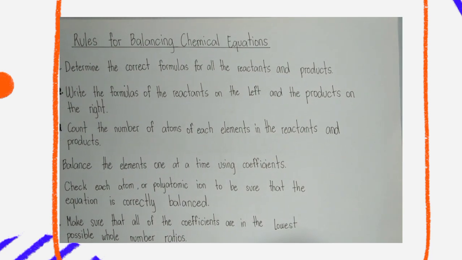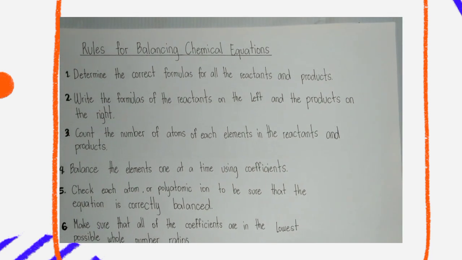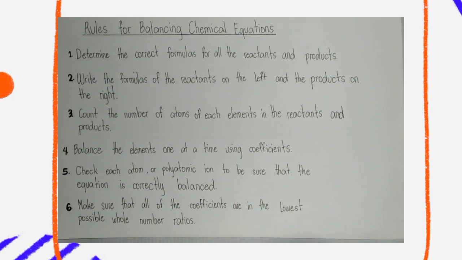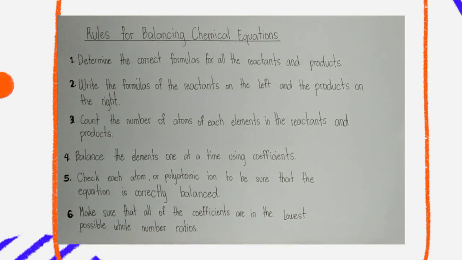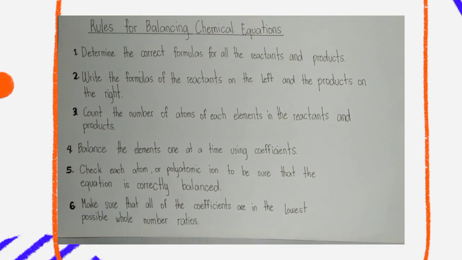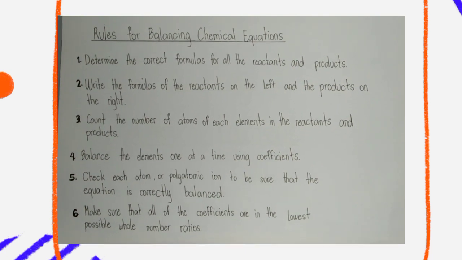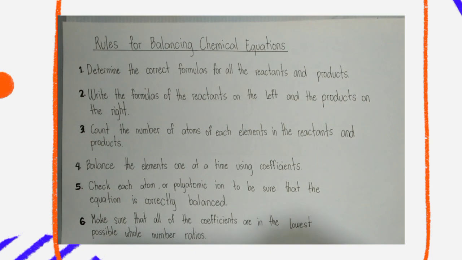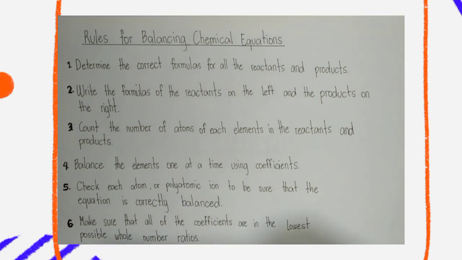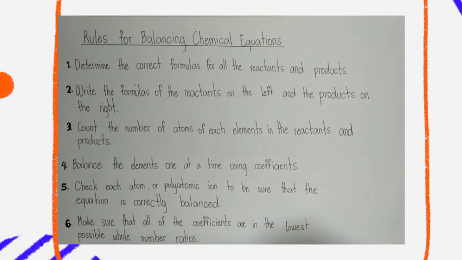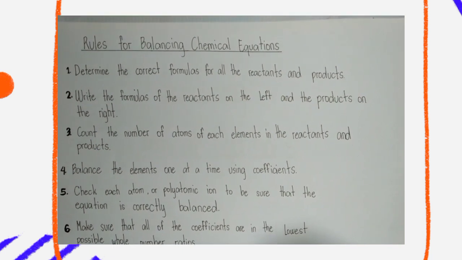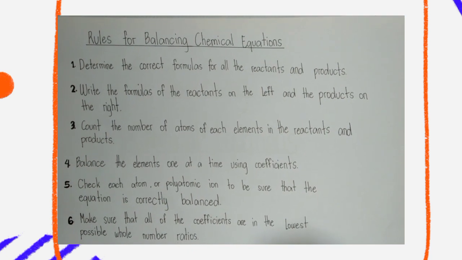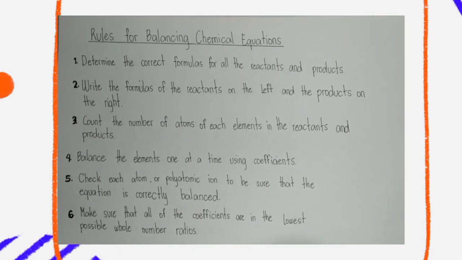And fourth, we need to balance the elements one at a time using coefficients. A coefficient is a small whole number that is written in front of a chemical formula in a chemical equation. We must take note that when no coefficient is written, the coefficient is assumed to be 1. Also, you must not attempt to balance the equation by changing subscripts in chemical formulas.